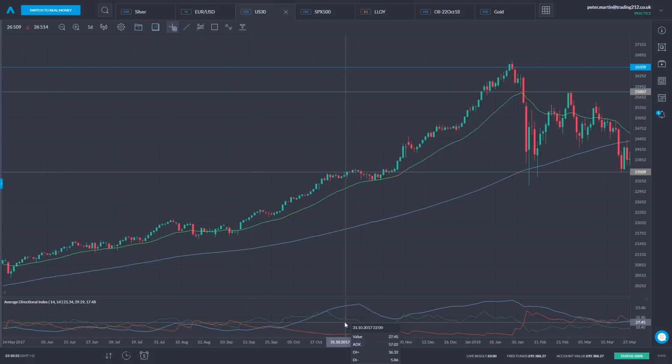You could also use the directional indicators as a filter. Let's say that you're using some other system that gives you buy or sell signals. You would only follow a buy signal if the green line was above the red line, and you would only follow a sell signal if the red line was above the green line. So that's just an example of using the ADX as a way of complementing some other trading methods.